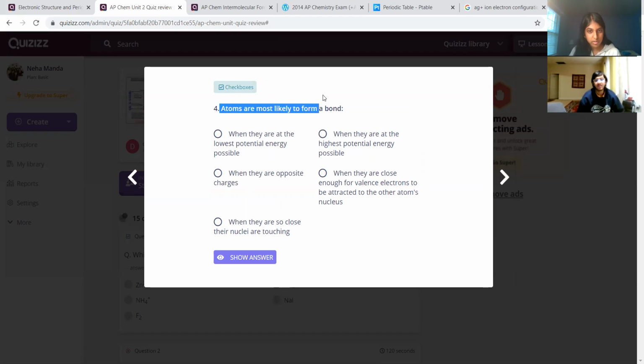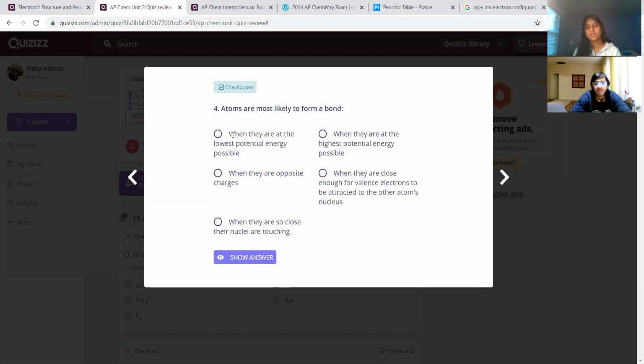So this is another checkboxes one. Atoms are most likely to form a bond when... We know that valence electrons are attracted to the nucleus of another atom that forms a bond. And I think it's the lowest potential energy possible because that would mean that there's... actually, I can't explain this because I just learned it, so I'm not that familiar with it. Can you explain it?